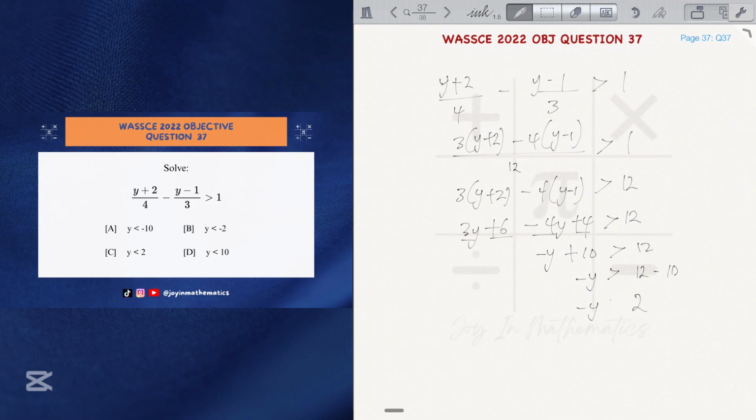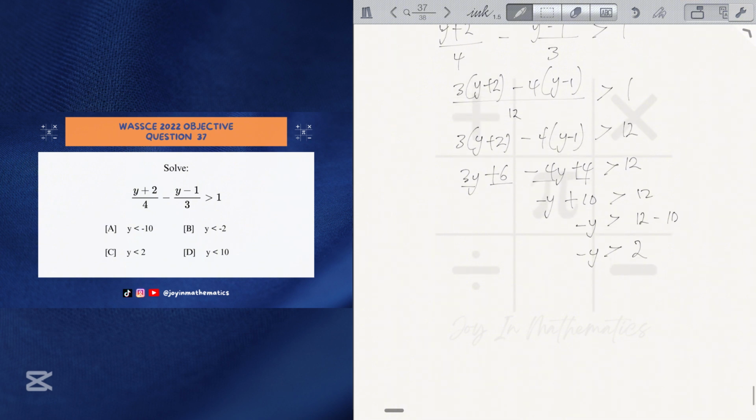Now we want to do something interesting in inequalities. In inequalities, whenever we divide both sides by a negative number, the inequality sign will change. If it is greater than, it will change to a less than. Assuming it was a greater than or equals to, it will change to a less than or equals to. If it was a less than or equals to, it will change to a greater than or equals to. So all these changes occur when we divide both sides by minus 1.